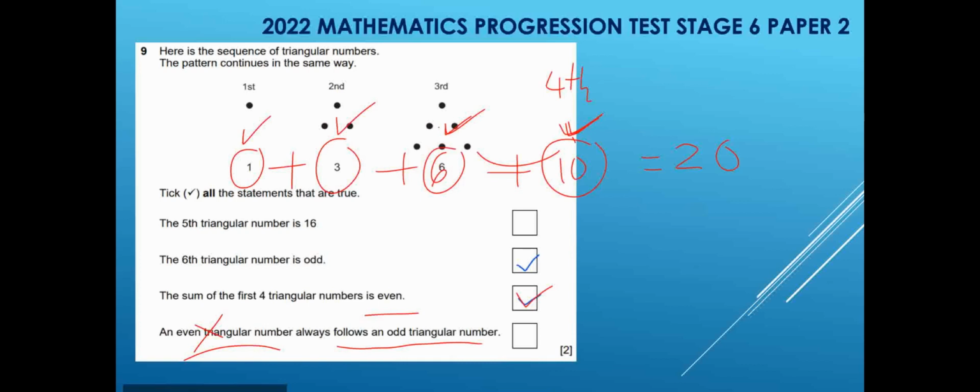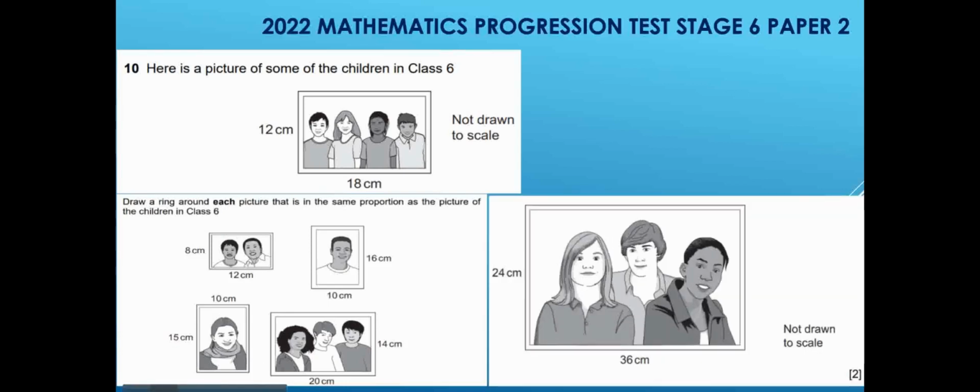So let's move on. Alright, next number 10. Here is a picture of some children in class 6. 12 and 18 is the length, 12 is the height, not drawn to scale. Now draw a ring around each picture that is in the same proportion as the pictures of the children in class 6. You have to choose, 5 pictures. 10 seconds from now. 10, 9, 8, 7, 6, 5, 4, 3, 2, 1. You may pause if you have not finished. Let's reveal the answer.